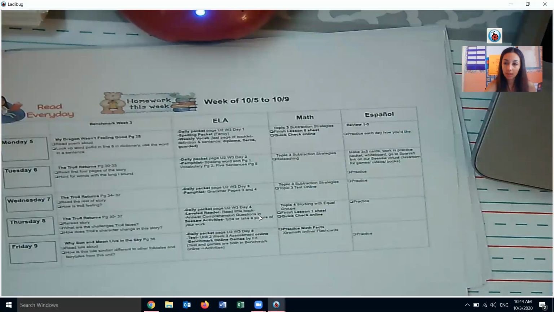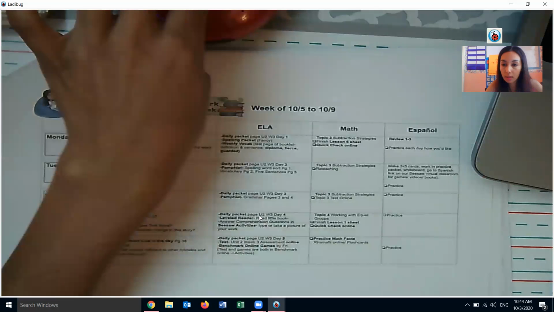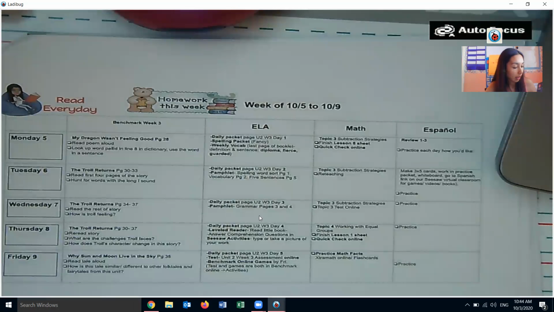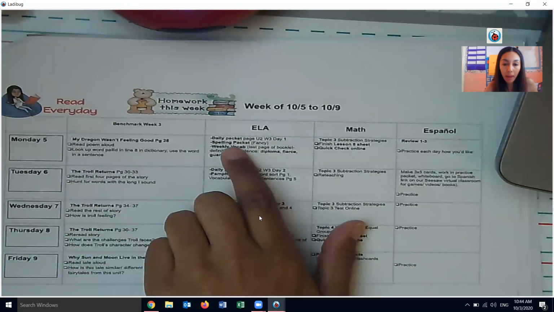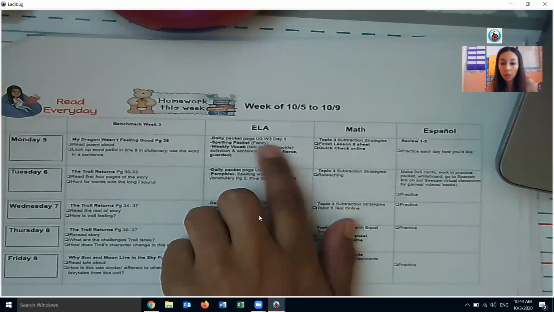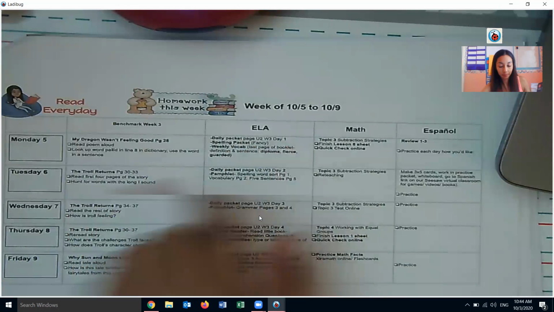Let's go to our Ladybug to see our schedule. Here we go. I know it's a little small on my side, but you can hopefully see it better on yours. I'm going to get started with daily packet. We're Unit 2, Week 3, Day 1. So that's where we'll get started.